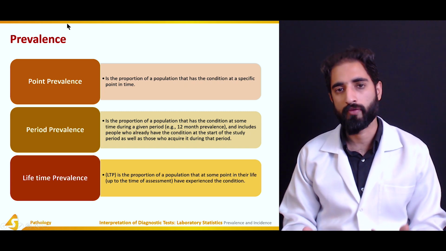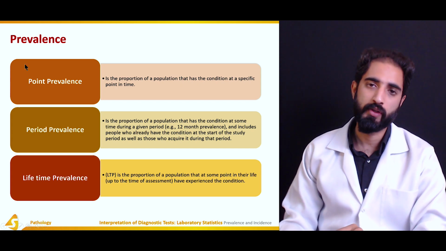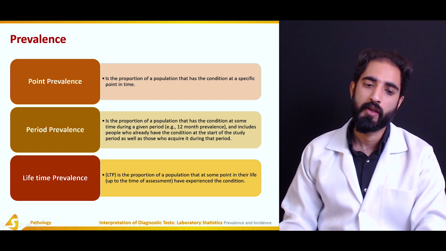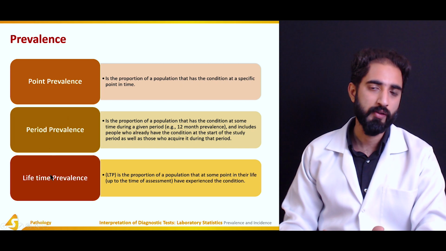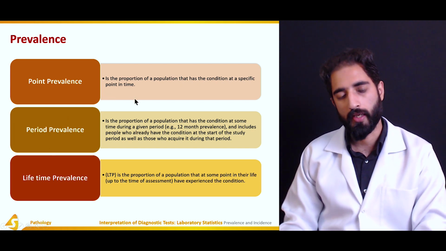So that is not enough. We need to know what type of prevalence it was. Was it a point prevalence? Was it a period prevalence? Or was it a lifetime prevalence? So that is very important to understand.